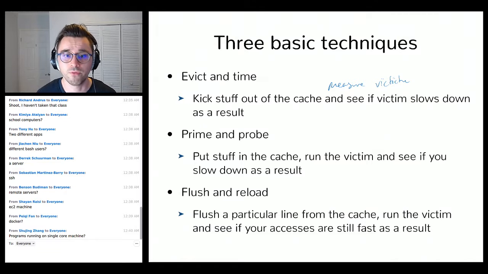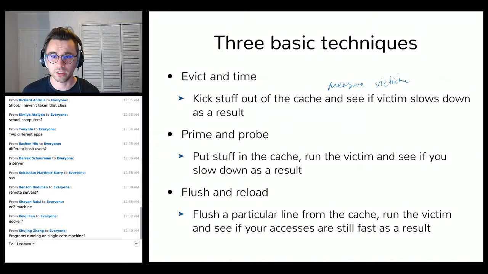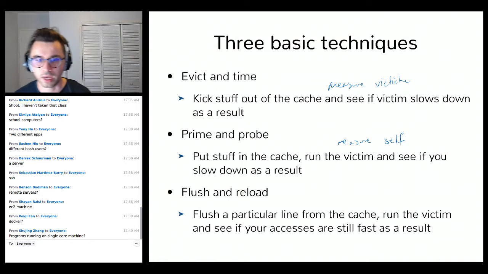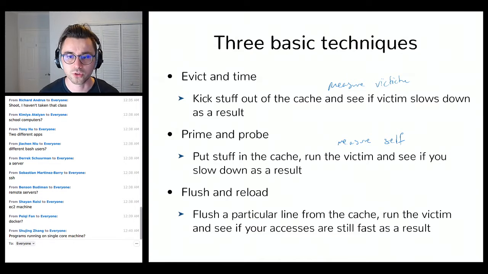Prime and probe: the whole idea here is we're going to put stuff in the cache, and then we're going to run the victim, and then we're going to measure ourselves to see if we've slowed down as a result of the victim running. So in other words, here we're measuring ourselves, and based on whether a particular load or store is slower or faster as a result of the victim running, we'll know whether or not they touched that particular cache line.